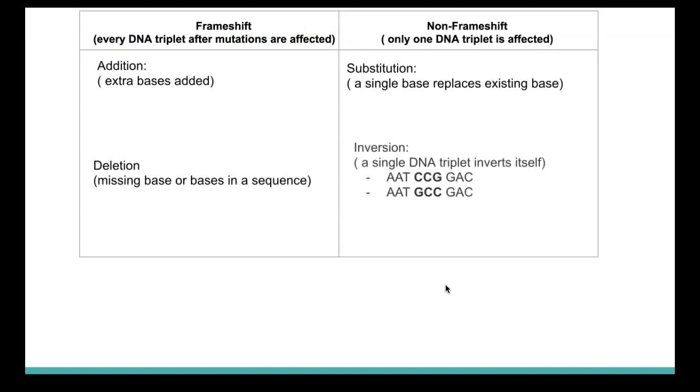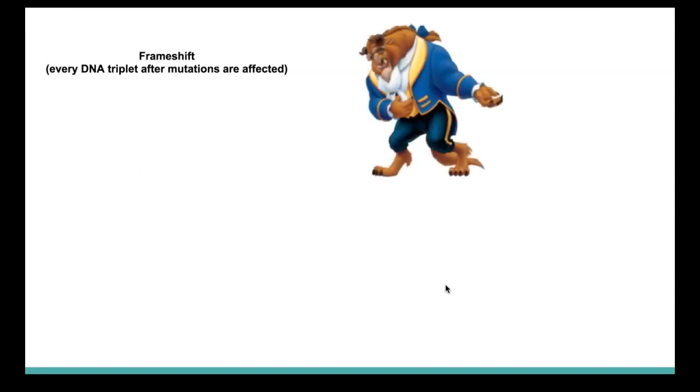So we're going to talk about 4 different types. So we have frame shift and non-frame shift, and that includes additions and deletions, substitutions, and inversions. So we're going to talk about those 2 different types of each type. So 4 types in total. So first, let's talk about frame shift mutations. So in this case, every single triplet of DNA is going to be affected after the mutation occurs.